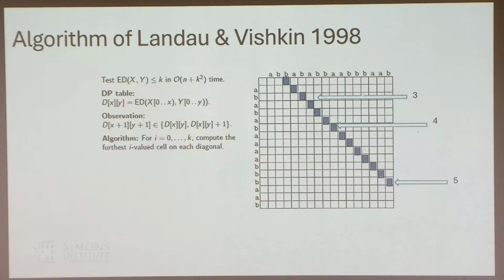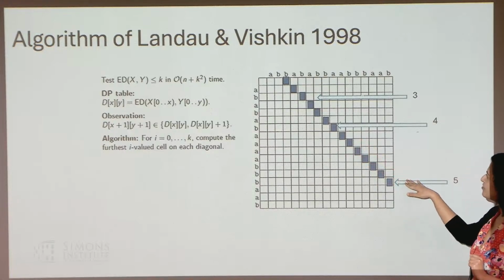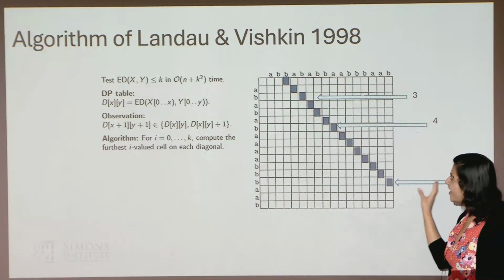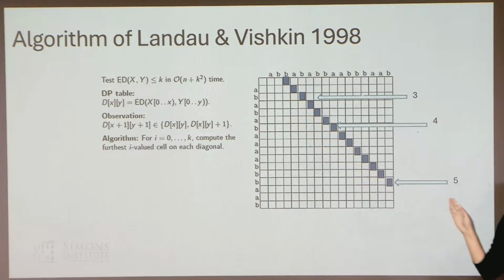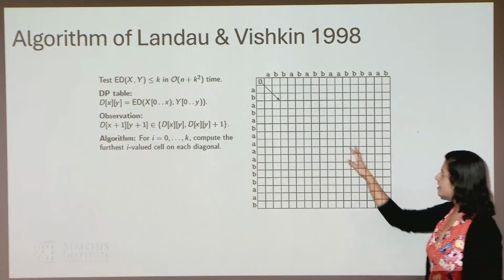So here you are trying to test whether edit distance is less than k or not. So what you are trying to do for every diagonal is to know how far can I go with a value of 0, with a value of 1, with a value of 2, with a value of k. And that's well defined because the values in any diagonal are monotonically non-decreasing. So that's what the algorithm of Landau and Vishkin is going to do. It's going to compute the farthest i-valued cell on each diagonal. So it starts with the main diagonal.